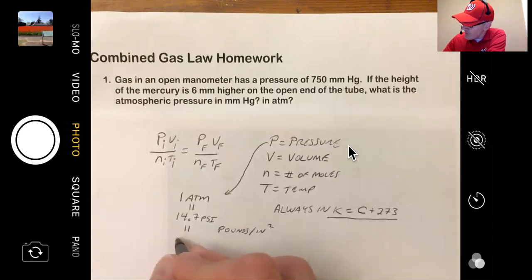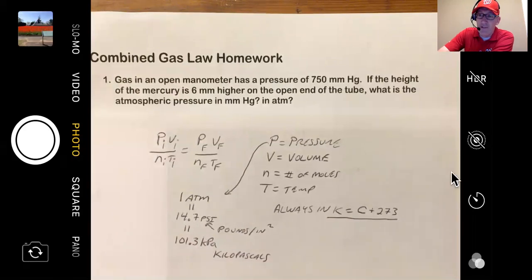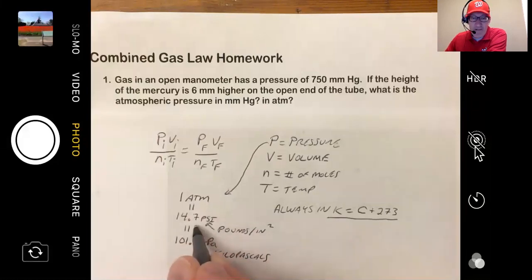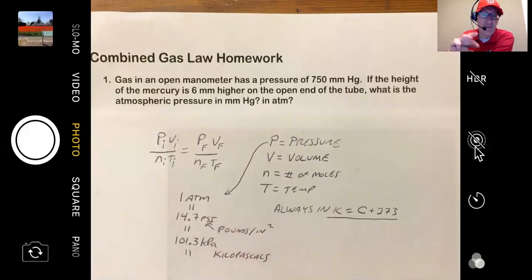Another unit that I want you familiar with, and this is the metric unit, is 101.3 kPa. kPa stands for kilopascals. All right, and so these are all just different units, and so it's not a huge deal. So 1 atm is equal to 14.7 psi is equal to 101.3 kilopascals, and then there's one other unit that we want to be familiar with, because sometimes you might have to do some converting between units, and I'll explain that in a minute.